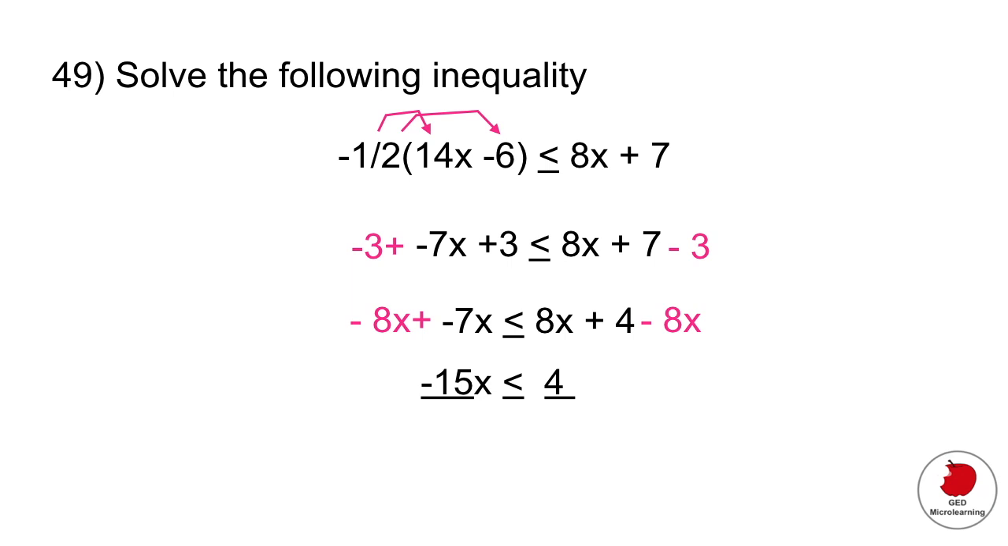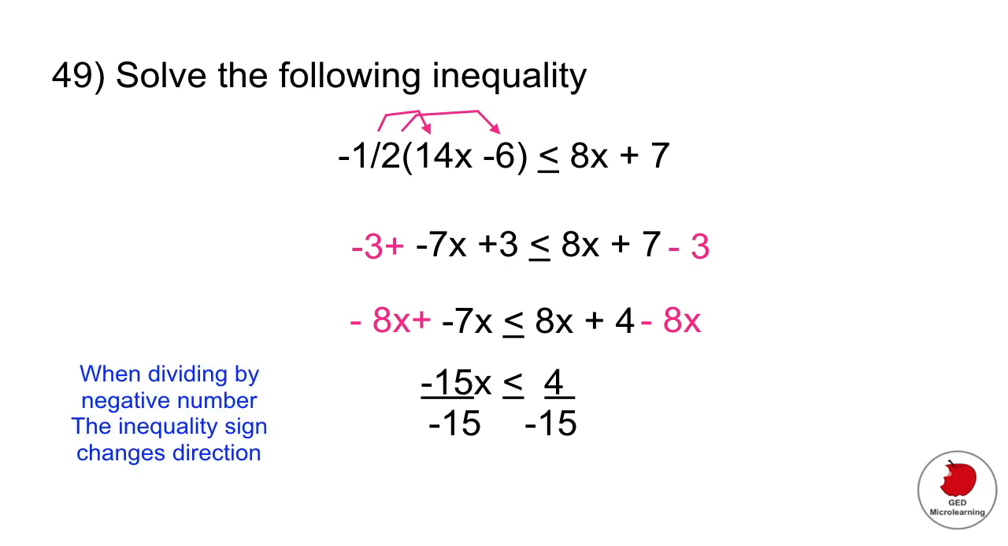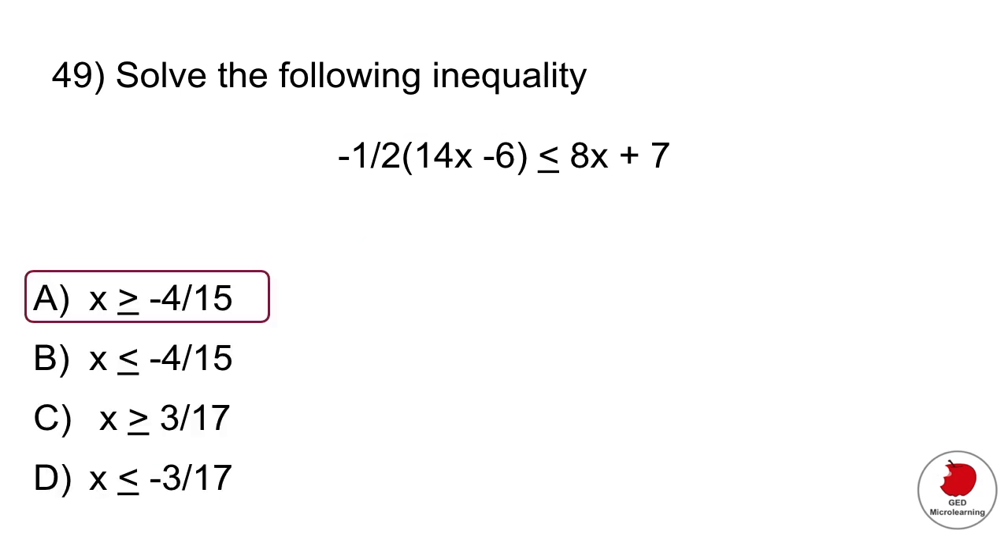In order to isolate that x, I divide both sides by minus 15. And here's where you have to be careful, okay? Because when you divide by a negative number, the inequality is going to flip. It's going to change direction, okay? So notice that right now it's saying less than or equal to, but because we're dividing by a negative number, it's going to flip to the other side. So now our answer is x is more than or equal to 4 over negative 15, okay? So that's the only thing that you have to be careful in terms of these symbols. So the correct answer is A.